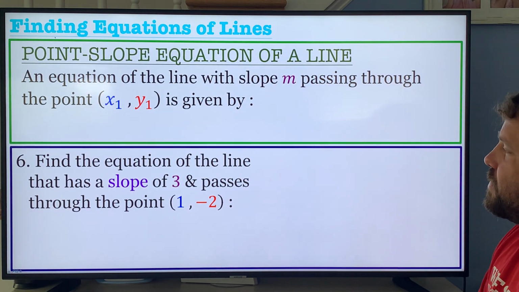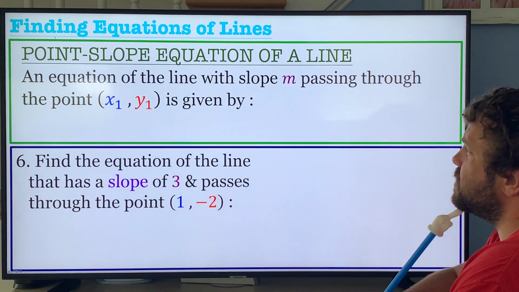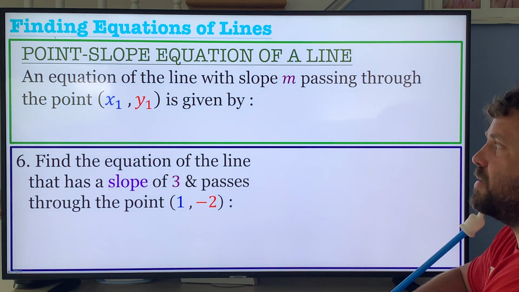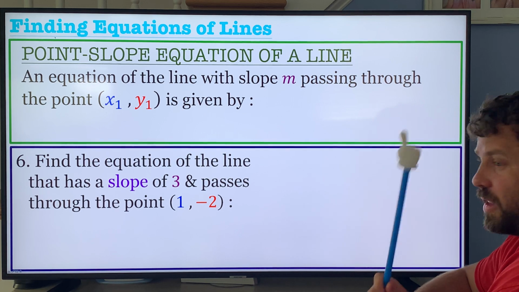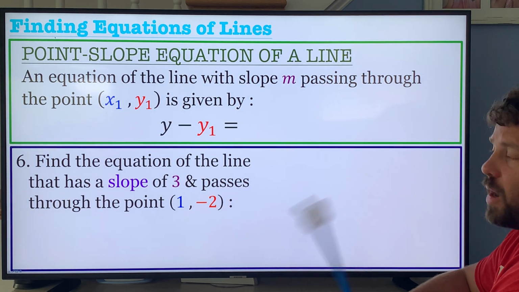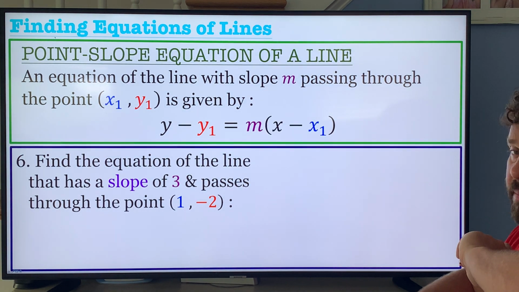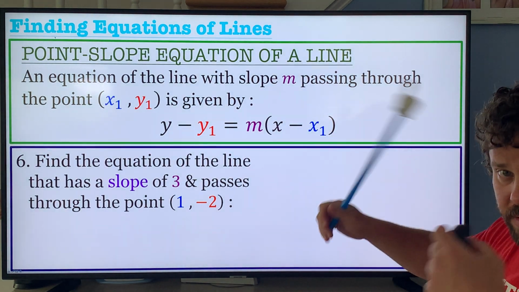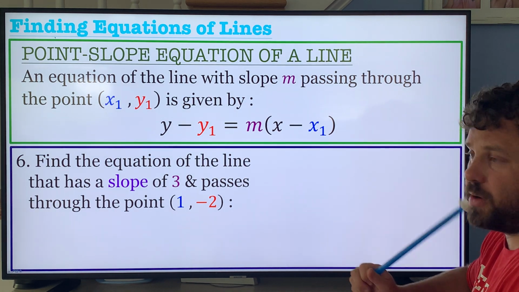All right, finding the equations of lines. Now, these are 2 other types of easy things to do. The first thing is a point-slope equation of a line. An equation of a line with a slope m passes through the point x1, y1, and it's given by the following. Remember what point slope is? Not y equals mx plus b. It's actually y minus y1 equals m, the slope, times x minus x1. Now the y1 and the x1 are actually a real point, so those are numerical values, and m is also a numerical value.